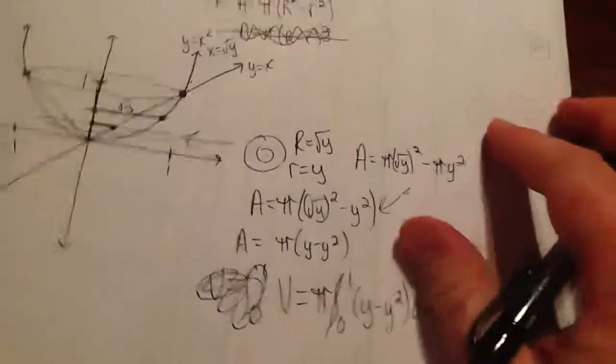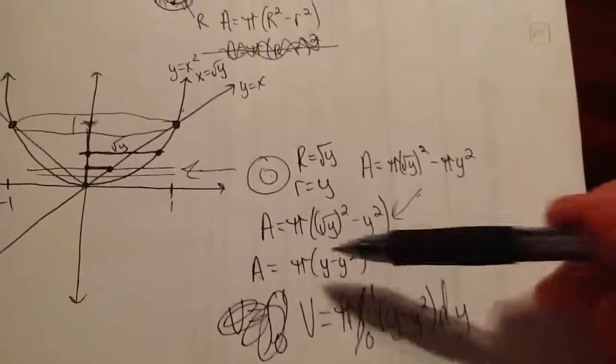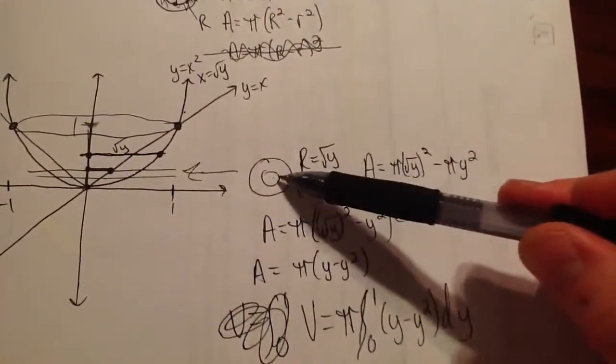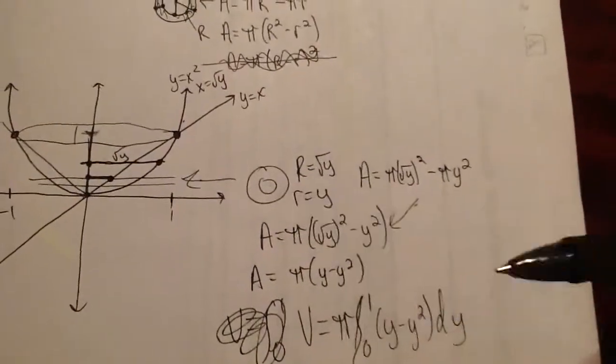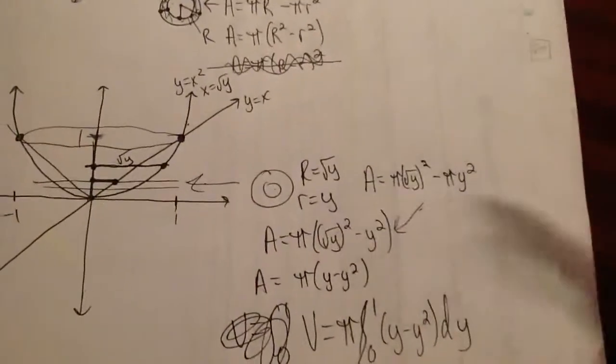Basically the same thing as before. It's just that extra subtracting the hole out of your washer there with that little radius.